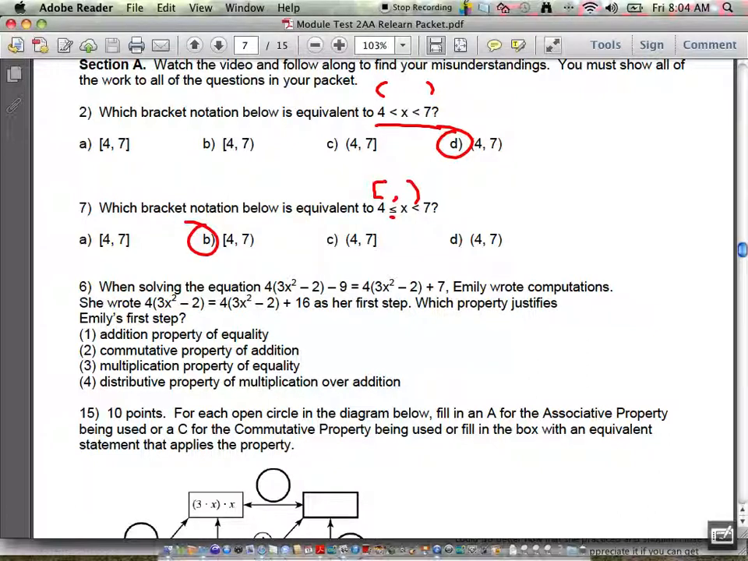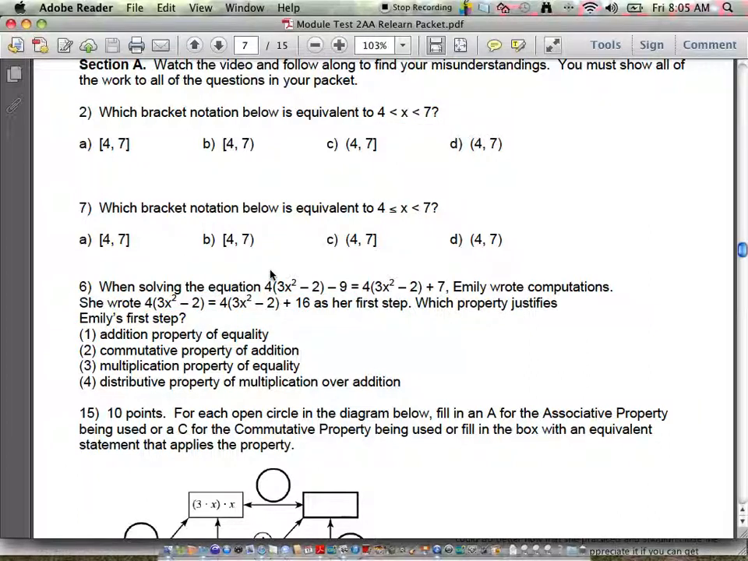Number 6, when solving the equation, 4 times (3x squared minus 2) minus 9 is 4 times 3x squared minus 2 plus 7. She wrote this. Now, what's happened? What's happened is that there's no longer a negative 9 here. Also, the 7, which was over here, has become 16. Now, how did she get from that? Obviously, she had to add 9 to both sides. That's how you eliminate the minus 9. So, if you add 9 to both sides, that is the addition property of equality.